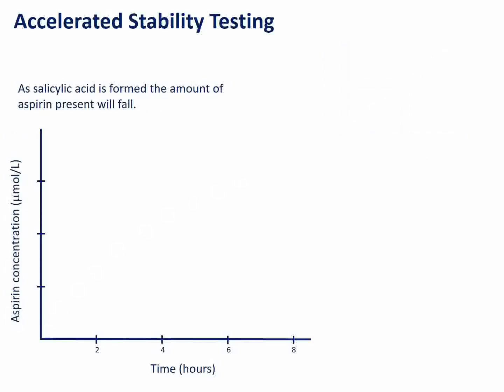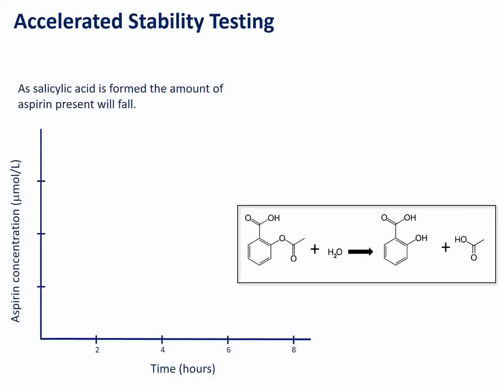So we've seen the salicylic acid concentration rising, and of course as salicylic acid is formed, the amount of aspirin present is going to fall. The amount it falls by is very much related to the equation that we've got here and the stoichiometry of it. That's the term we use, referring to the number of moles essentially when something's reacting. So you've basically got 1 mole of aspirin reacting with 1 mole of water, and that will break down to 1 mole of salicylic acid and 1 mole of ethanoic acid.